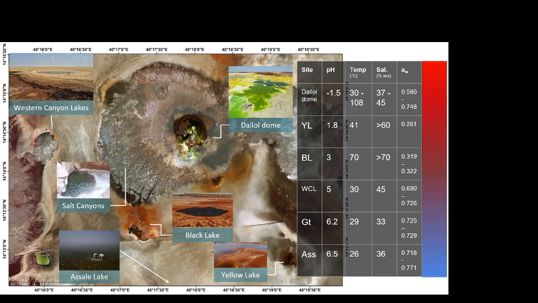So this is a natural laboratory of gradients of polyextreme environments. So we go from the Dalol dome, which are these very acidic pools, to the Yellow Lake, the Black Lake, and then we have this more friendly gradient, which will be the Western Canyon Lake, the Lagarot, the cave reservoir, and the Asale Lake.